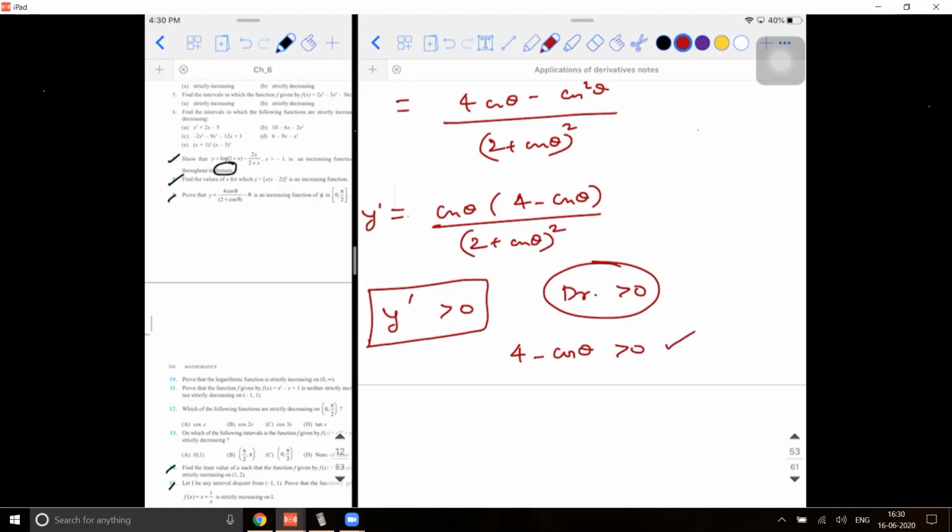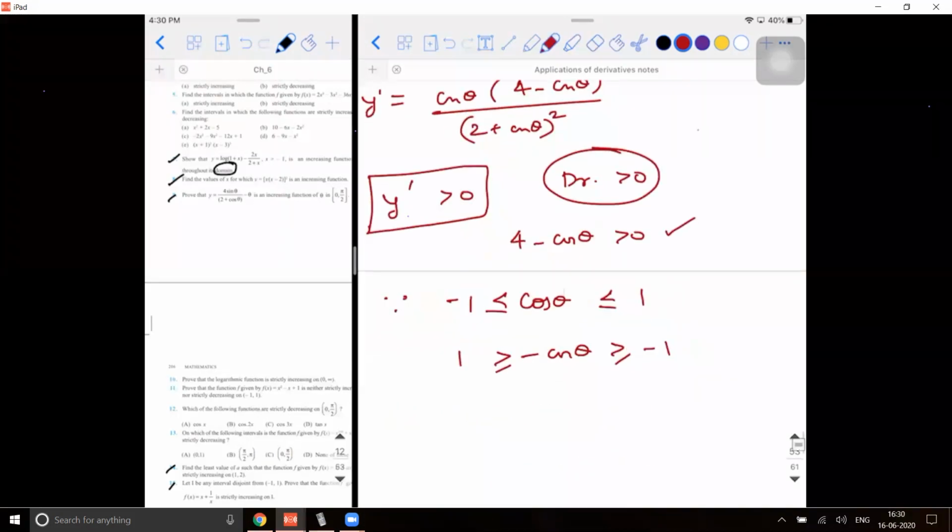So how you are supposed to write in the exam is 4 minus cos theta is always greater than 0, since cos theta, see, I will show you the inequality. It's better you write it like this. Since cos theta is greater than or equal to minus 1 and less than or equal to 1, can I say minus cos theta is greater than or equal to minus 1 and less than or equal to 1? Because when you multiply with a minus sign, the inequality gets reversed.